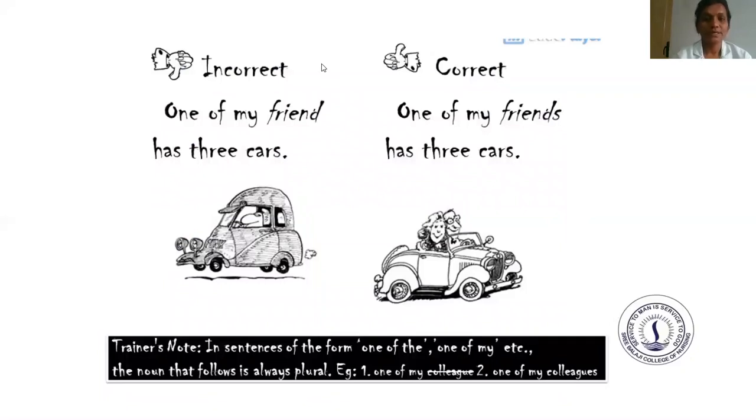And now we'll see some incorrect sentences and correct sentences. One of my friend has 3 cars. The correct sentence is, one of my friends has 3 cars. Whenever you use one of my, the noun should be in plural form. It is not one of my friend, it is one of my friends. In sentences of the form one of my, the noun that follows is always plural. Example, one of my colleague is wrong. One of my colleagues.